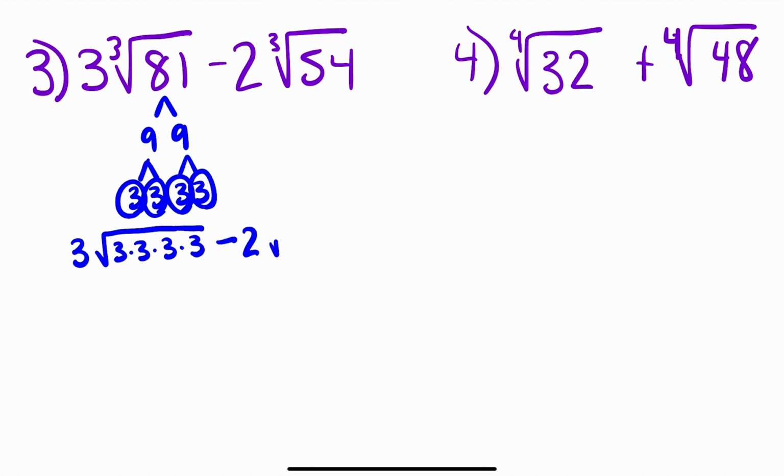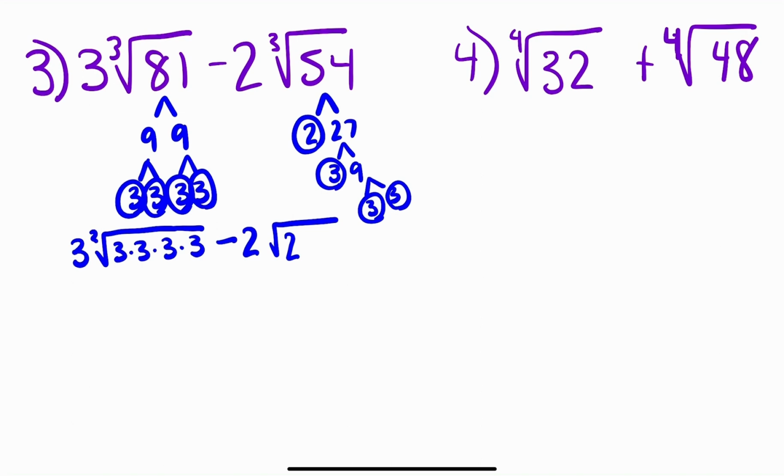minus 2 times the square root of, what do we have here? I think of 2 and 27. 2's done. 3 and 9. And I'm going to move over here a little bit. 3 and 3. So 2 times the square root of, oh, and these are cubed roots. Don't forget that. That would have been a very tragic mistake there.